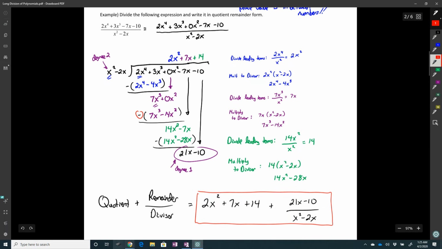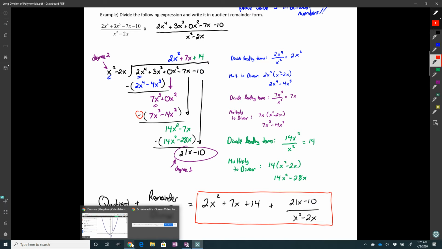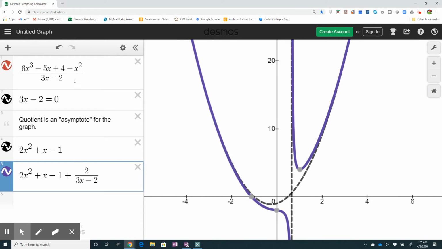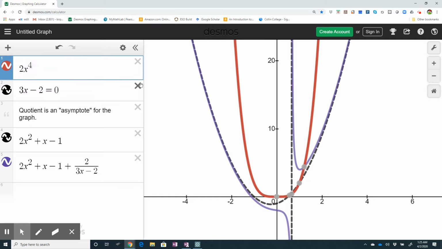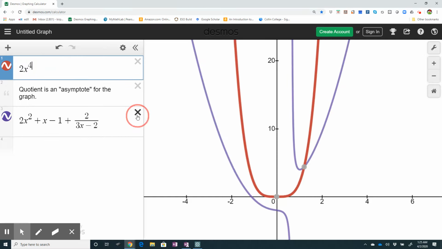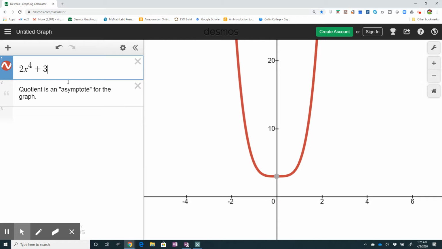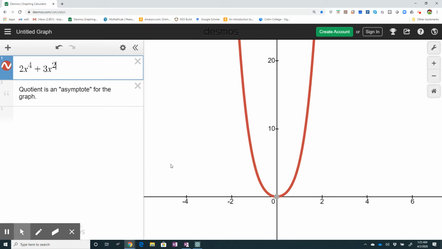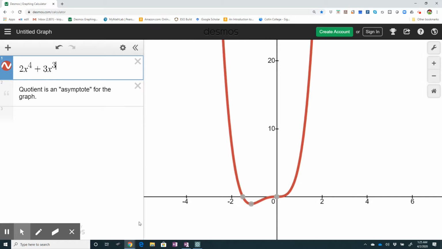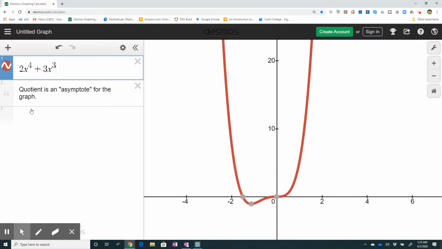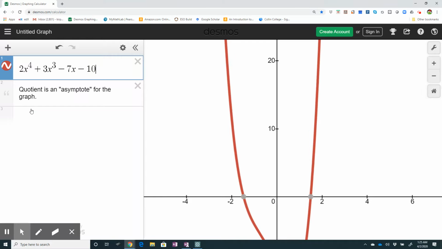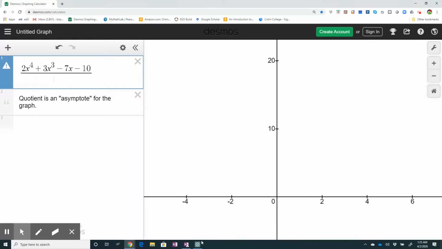Again, just to humor y'all, let's go ahead and graph it. 2x to the 4th plus 3x cubed. Let me erase all this stuff. 2x to the 4th plus 3x cubed minus 7x minus 10. And then the whole thing divided by x squared minus 2x.